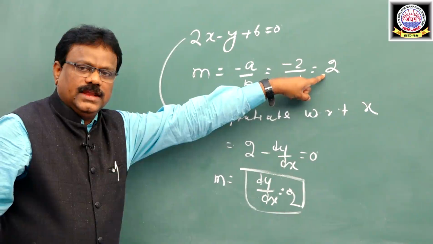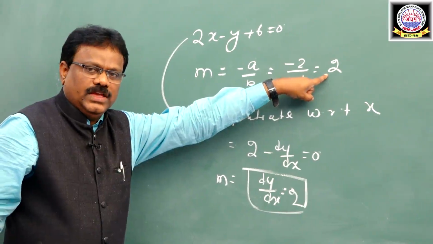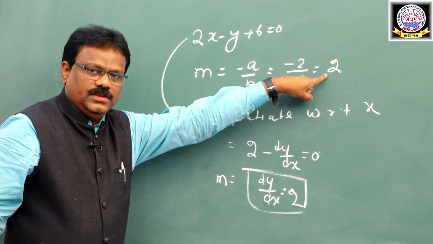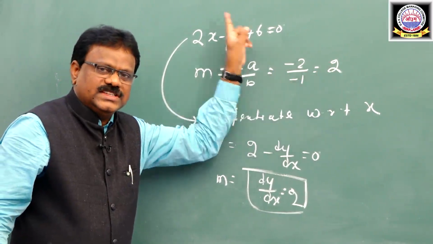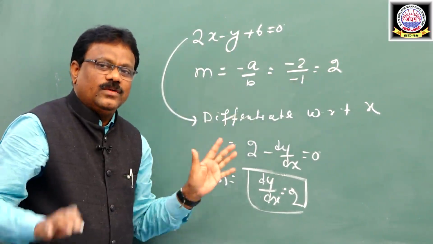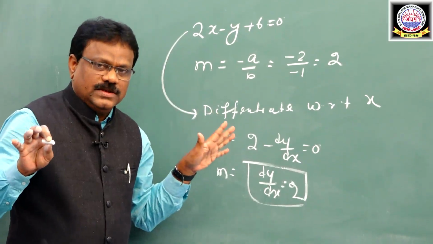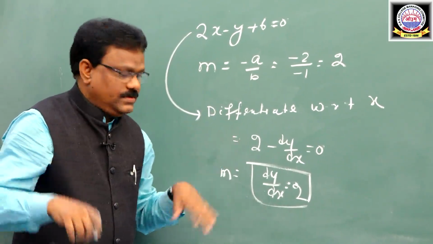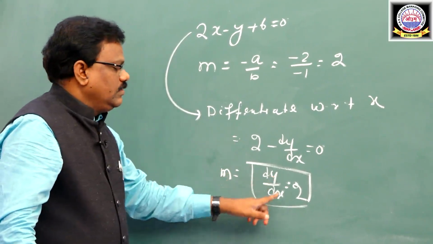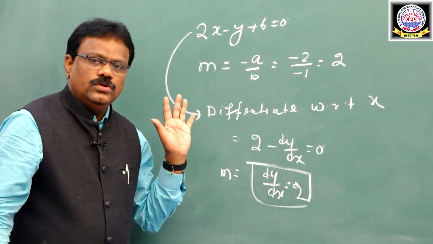Already in the 11th class you know the slope by using the formula minus a by b, and the slope is 2. The same question I have taken and only applied the derivative. That's why the name of the chapter is application of the derivative. And you found dy by dx is equal to 2.